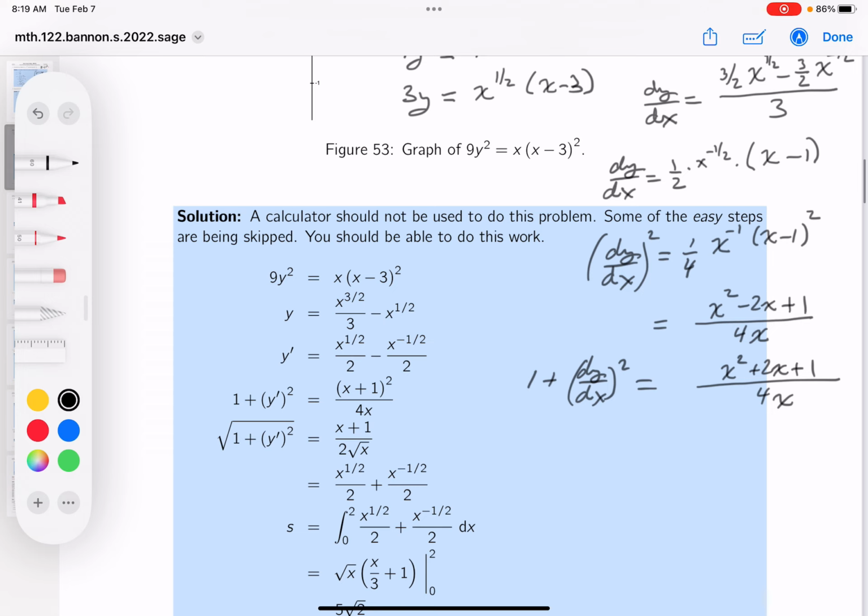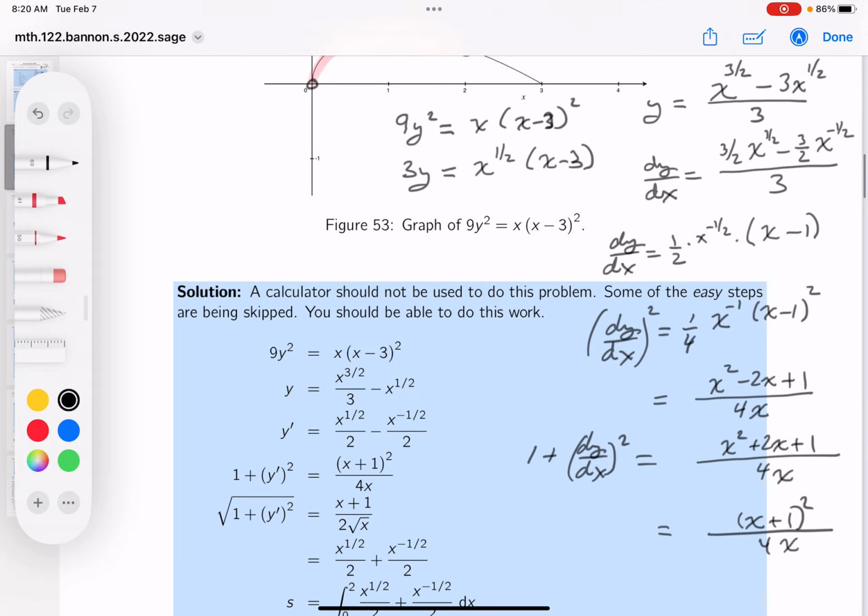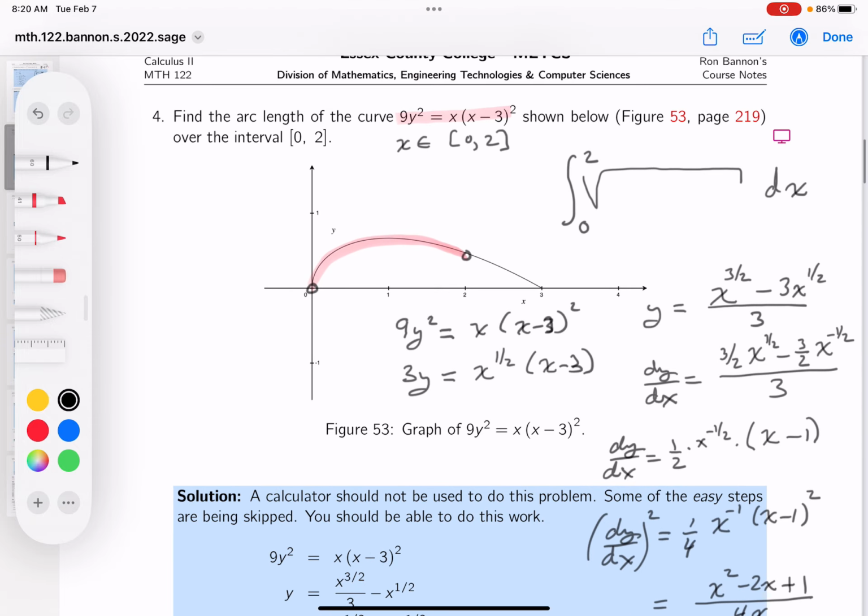You know what? I think I see something else there. I'll write that down for you. And x squared plus 2x plus 1 is just simply x plus 1 squared, and that's over 4x. All right? So let's take a look. And I notice I can write that up here. It's x plus 1 squared over 4x. Oh, a lot of work getting there, wasn't it?